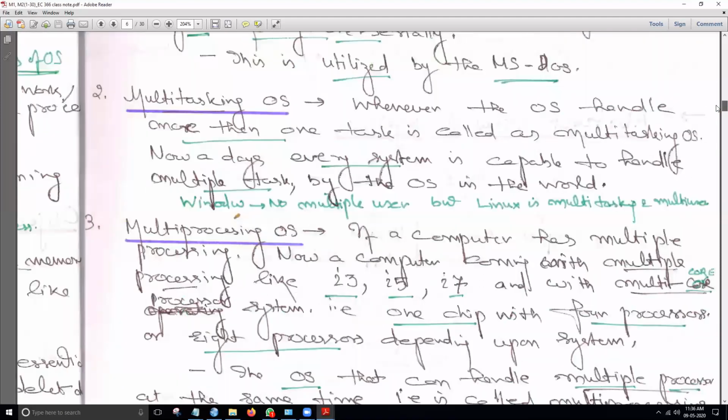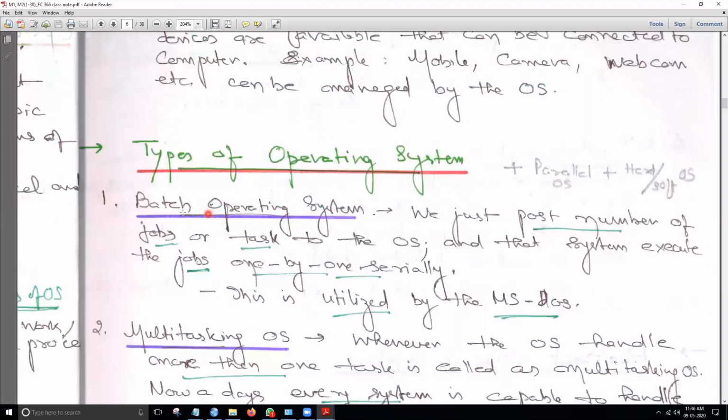What is a batch operating system? A batch operating system is a system where you allow the operating system to process jobs one after another. What is meant by one after another? It indicates that batch is the old method.